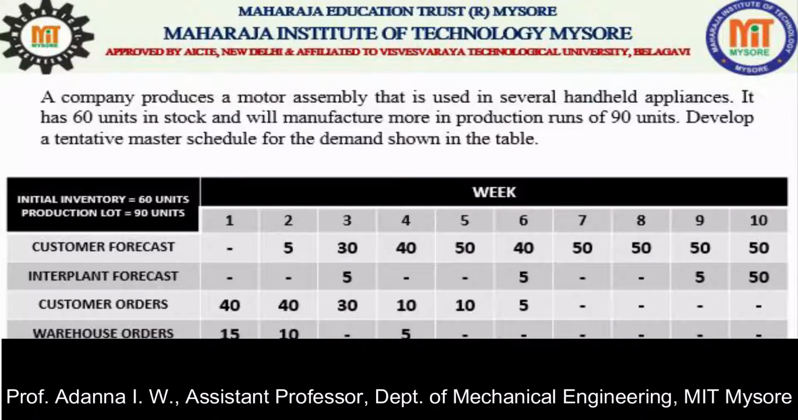Let us solve a problem now to see exactly how the master production schedule works. A company produces a motor assembly that is used in several handheld appliances. It has 60 units in stock and will manufacture more in production runs of 90 units. Develop a tentative master schedule for the demand shown in the table.